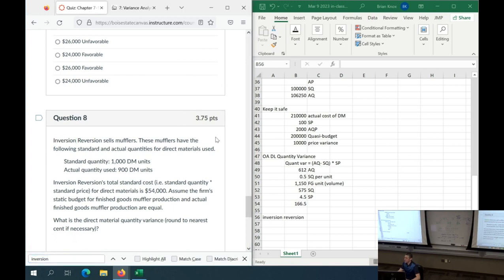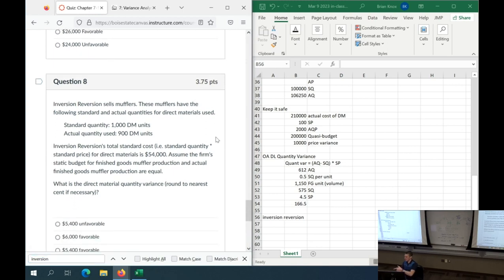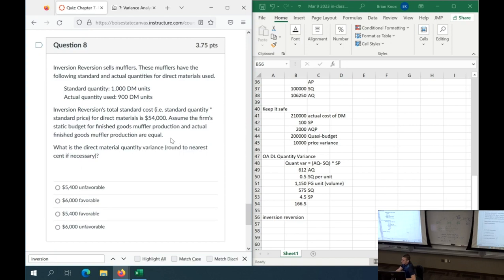All right. Does this look good? Inversion reversion sells mufflers. In fact, let's go to this question stem before I keep going. We're wanting the direct materials quantity variance. They sell mufflers. These mufflers have the following standard and actual quantities for direct materials used. The standard quantity is 1,000 direct materials units. The actual quantity used is 900 direct materials units.